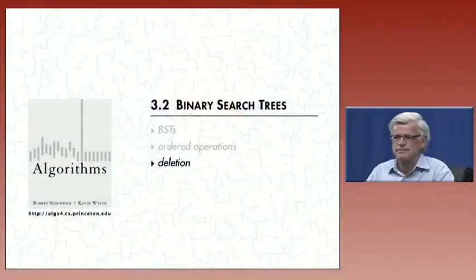If our symbol table is really going to be dynamic, we need to be able to delete key-value pairs from the table. As we'll see, all symbol table implementations lead to complications when we try to do this operation. Binary search trees is our first example.